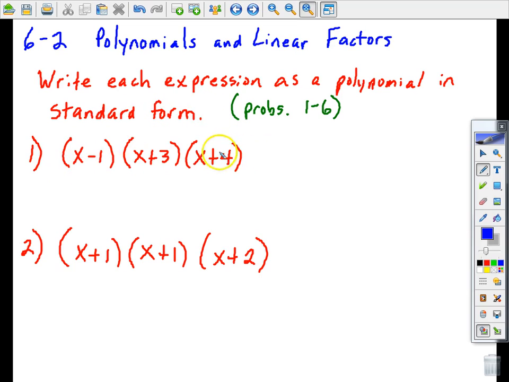They're going to give you a polynomial in factored form. Your job is to convert it into standard form.